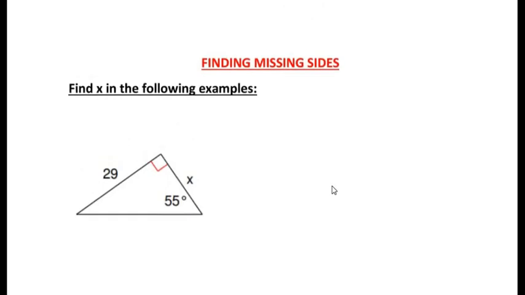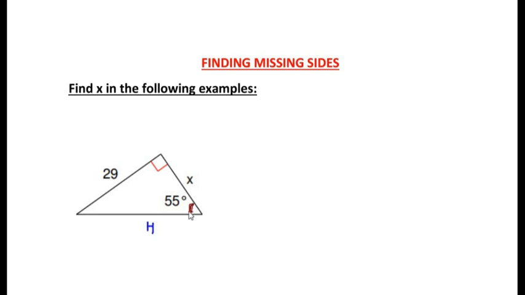Now let us look at the next one, which is finding the missing sides. Find x in the following examples. Now x is a side here and the angle of concern is 55, which is given. Again we will start by marking the hypotenuse first. So this is the 90 degree, so opposite to it is the hypotenuse.